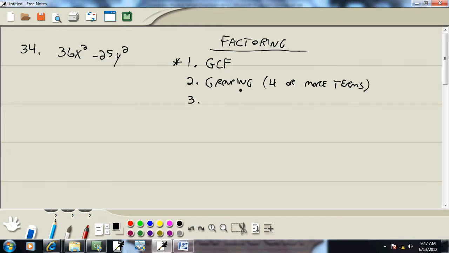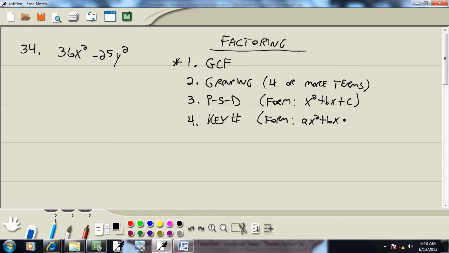Well, this one has 2 terms, so the grouping doesn't fit. Then we have the PSD method, and this is when it's of the form x squared plus bx plus c. X squared, x, no x, and there's no number in front of the x squared. Well, that's 3 terms. This is 2 terms, so it doesn't fit. Fourth one is the key number, and that's when you have the form ax squared plus bx plus c. You have x squared, x, no x, and there's a number before your x squared. Well, again, it's 3 terms. This is 2 terms. That doesn't fit.